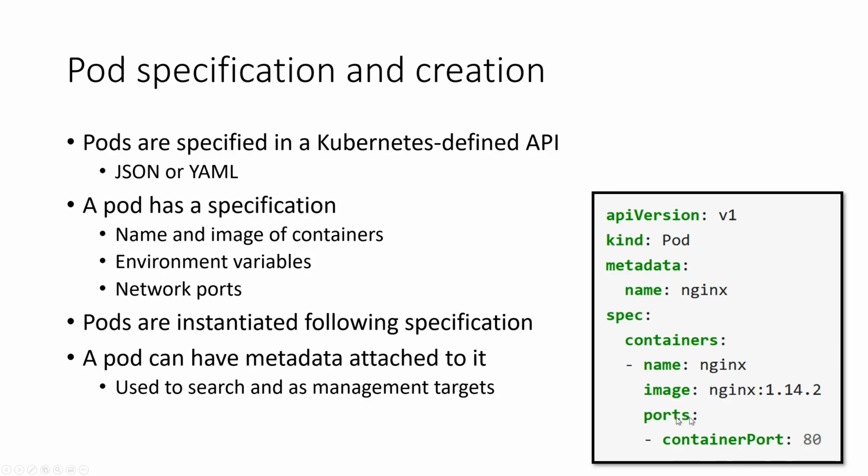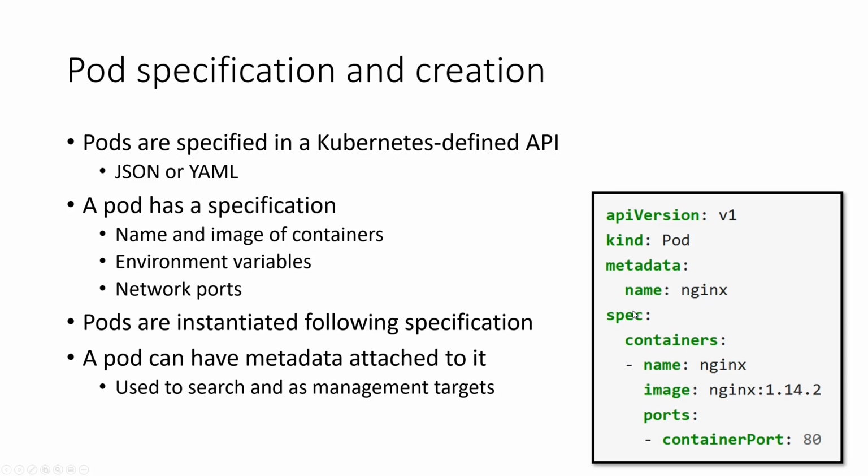And we also have to specify the ports that the container will use. So this is a web server, so it will use TCP port 80, which is the normal port used by web servers. The container specification can also have metadata. So here we only have one item of metadata, which is the name of this pod, and the name is Nginx, but we could have other metadata.